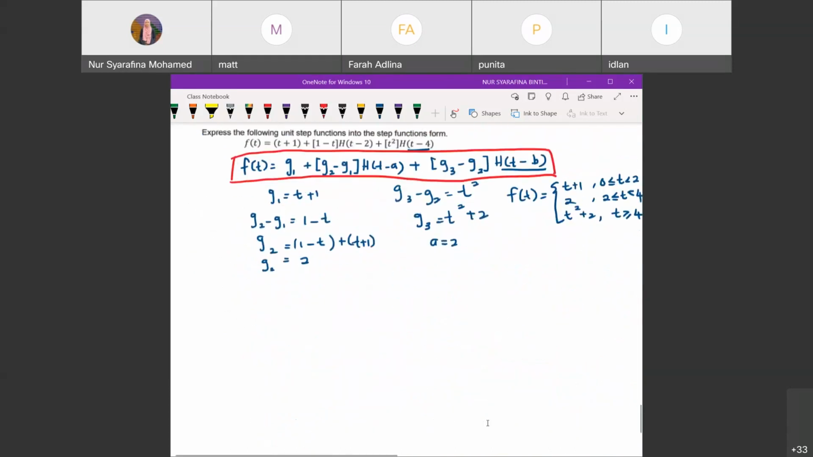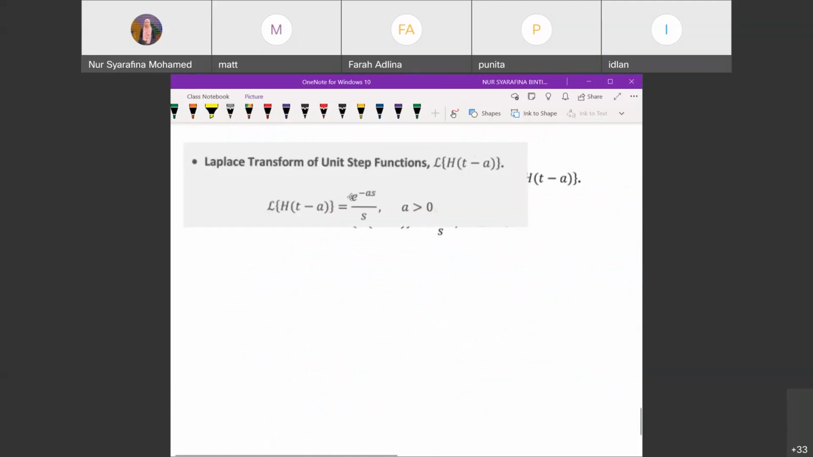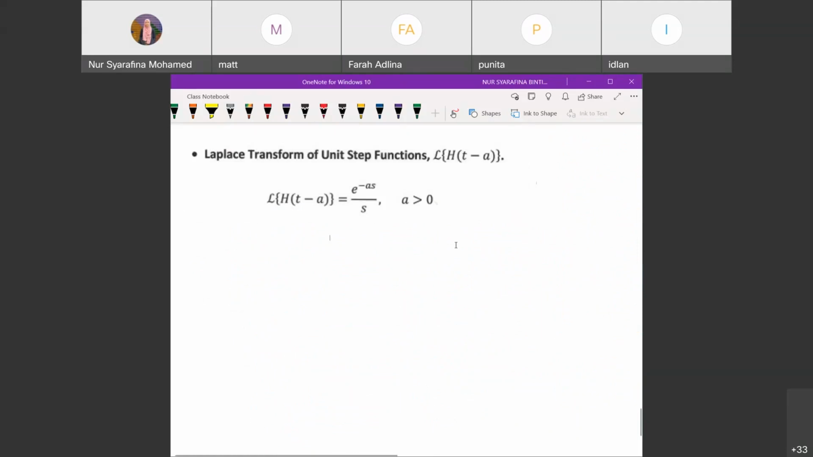So you can take a look at your notes where the Laplace transform of the unit step function, where the unit step function is h(t minus a), is given by e to the power of negative as over s. Okay, so let's prove this.